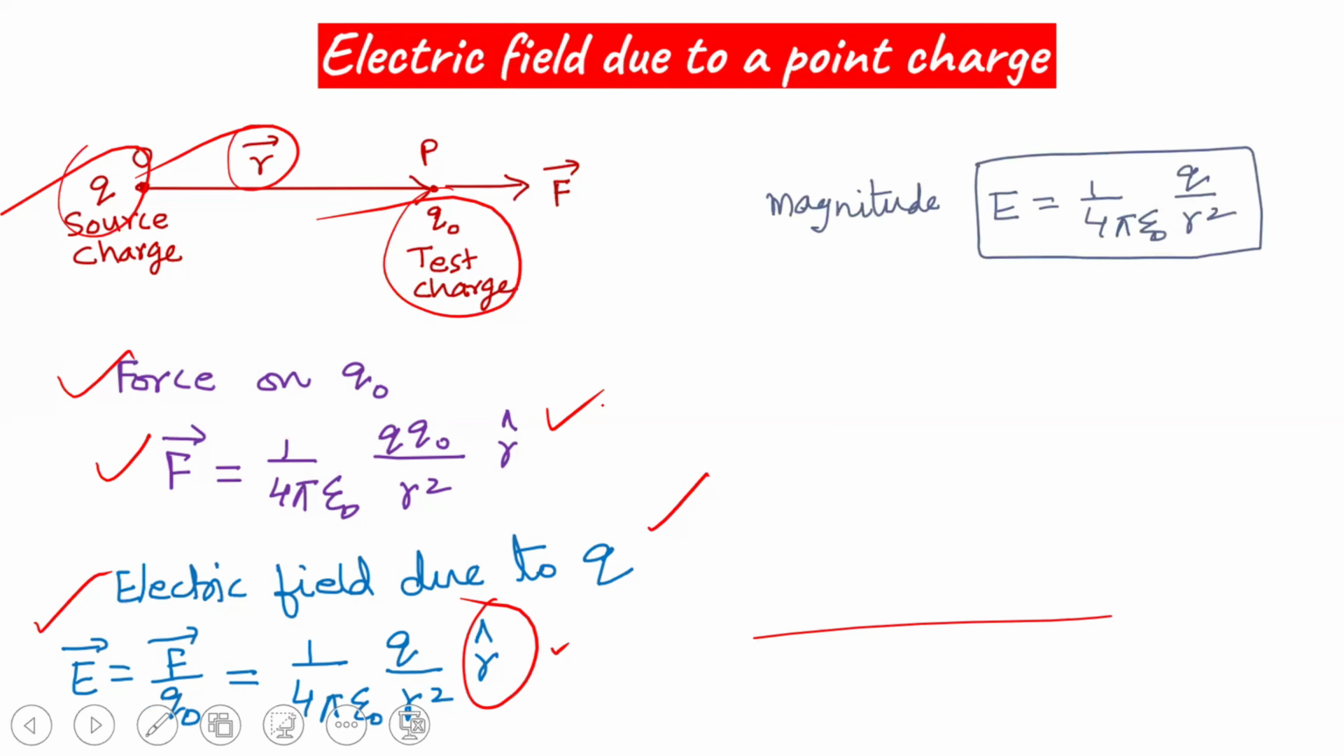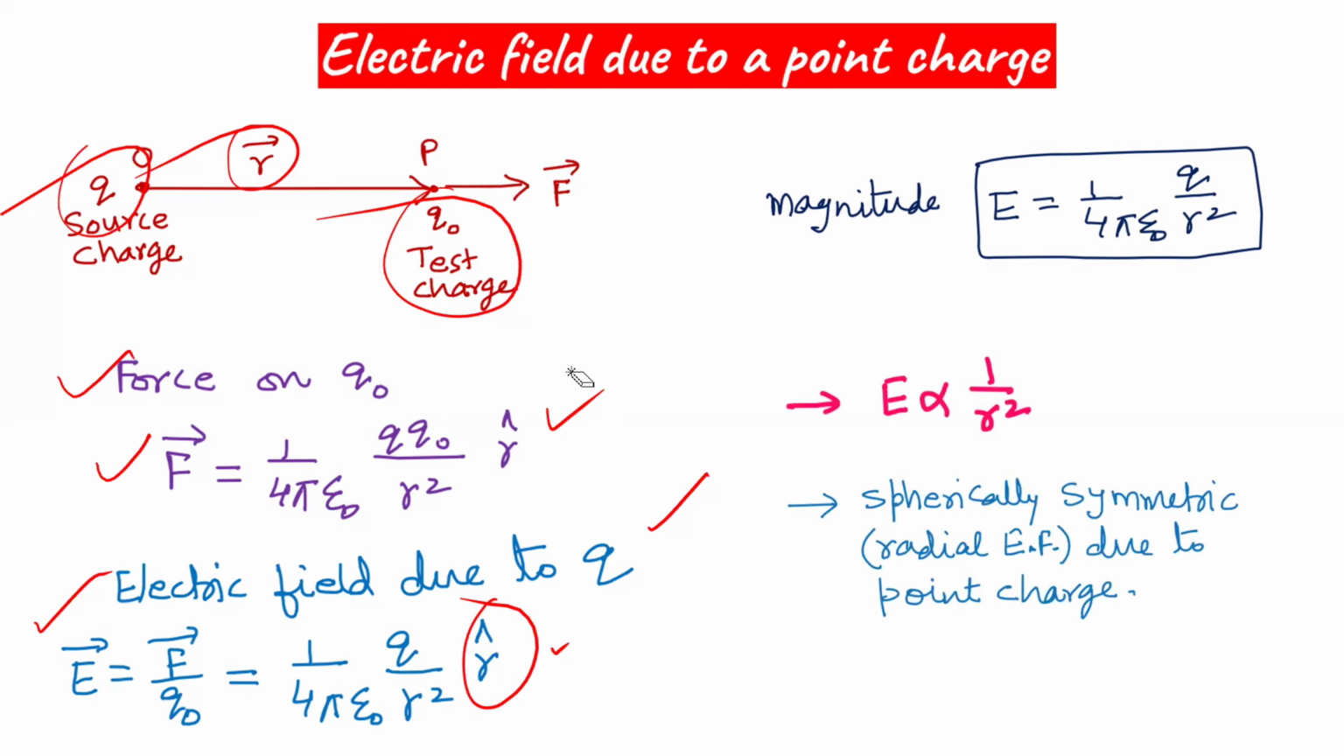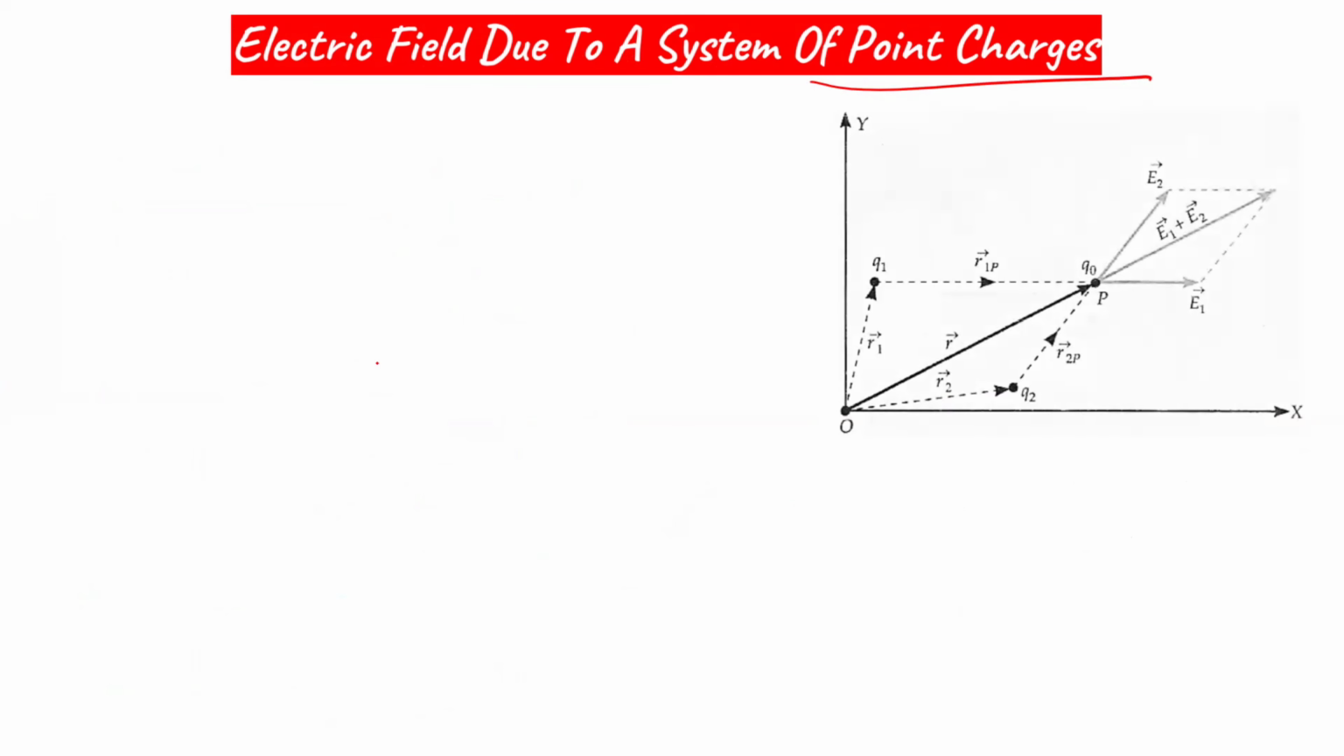Now, if you want to calculate the magnitude, E is equal to 1 upon 4 pi epsilon naught Q upon R square. So E is proportional to 1 upon R square, meaning it is inversely proportional to the square of the distance. This is physically symmetrical for the radial electric field due to a point charge. Electric field due to a system of point charges. Now, if there are a number of point charges, then what shall we do?